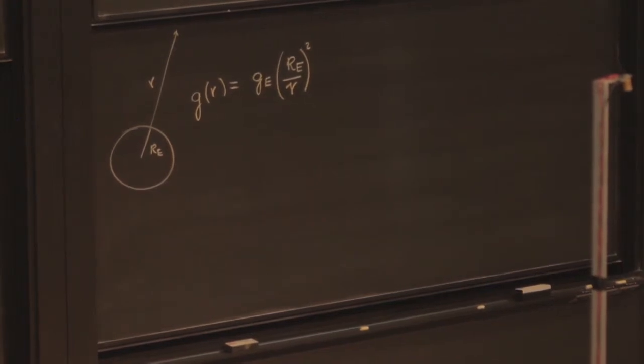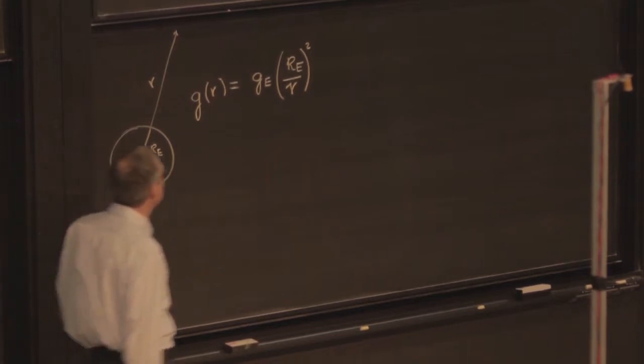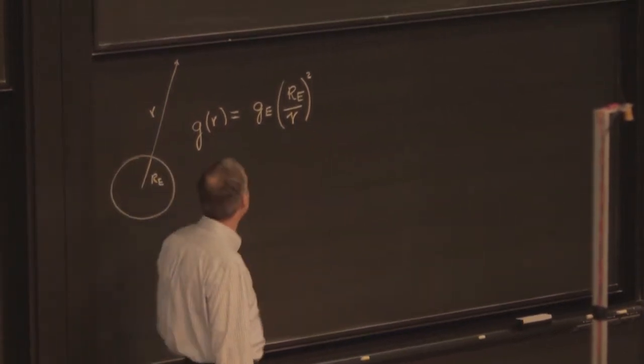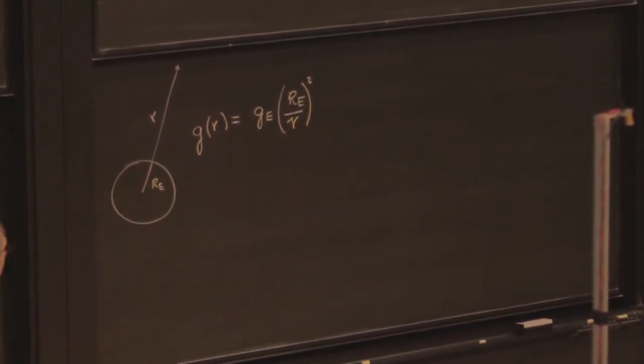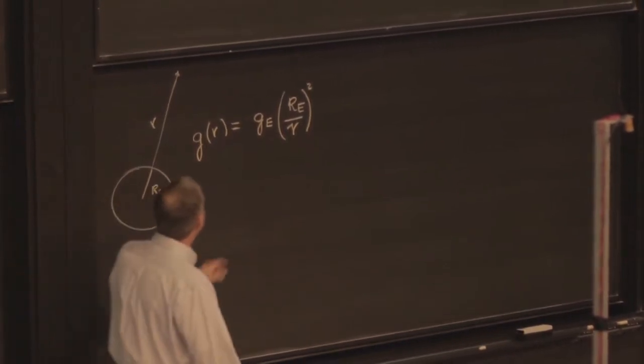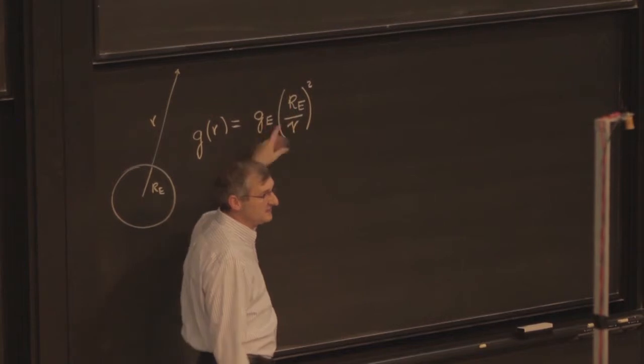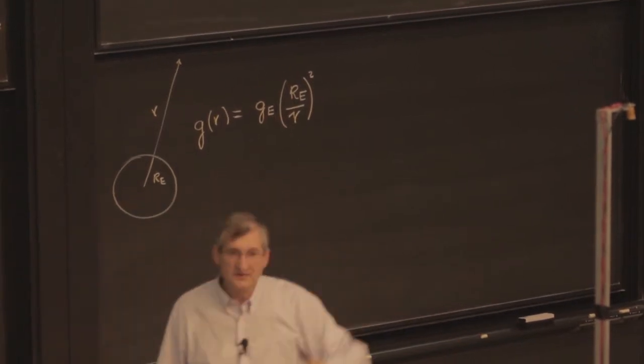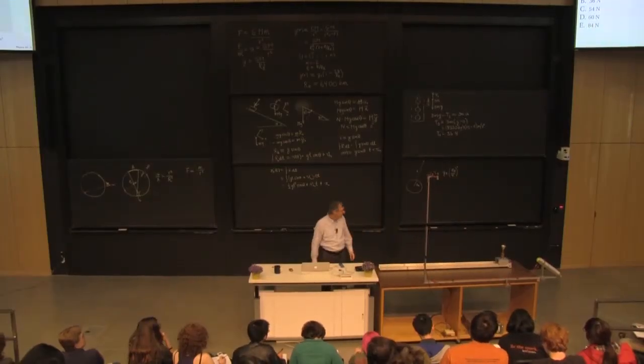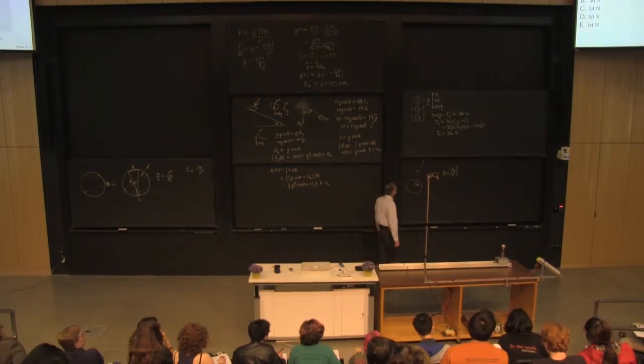So the gravitational acceleration should fall off like distance squared. So it goes like 1 over r squared. At the particular value of r equal to the radius of the Earth, we get g, which is about 10 meters per second squared. Okay?